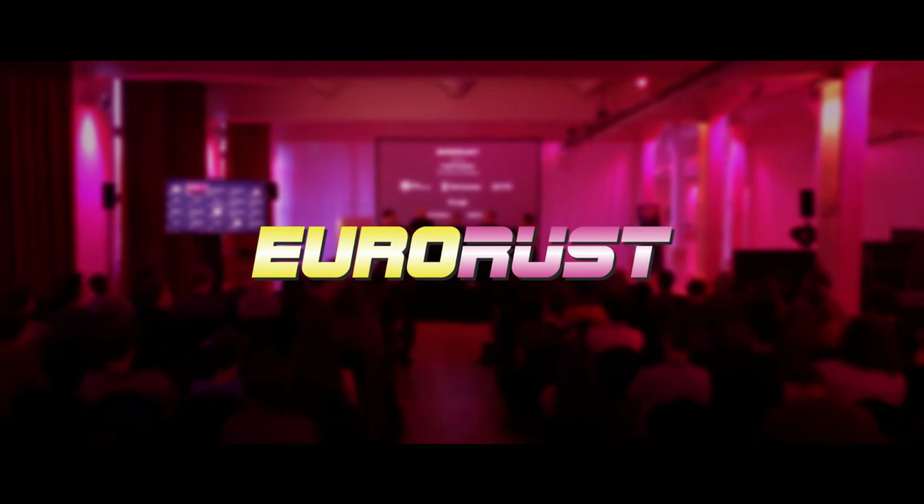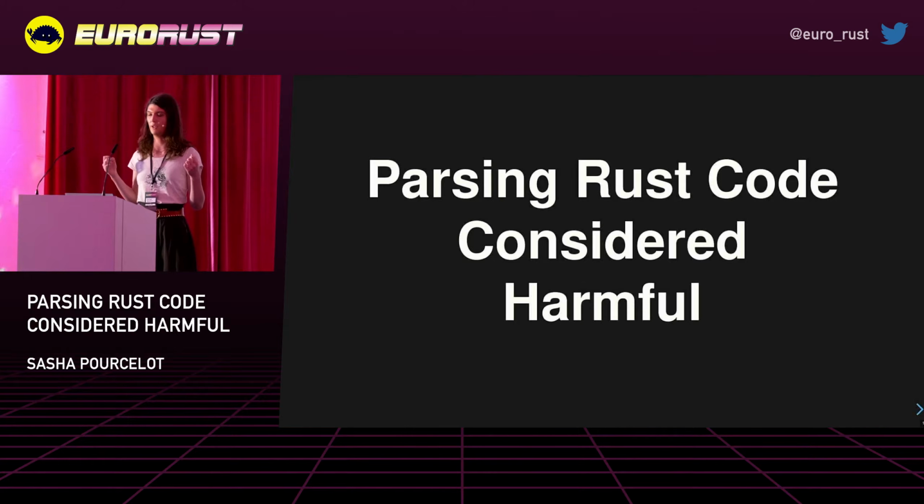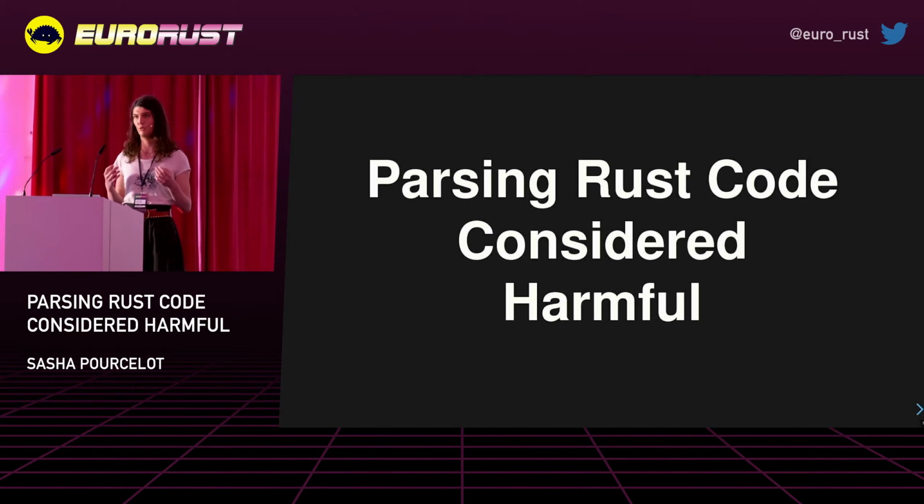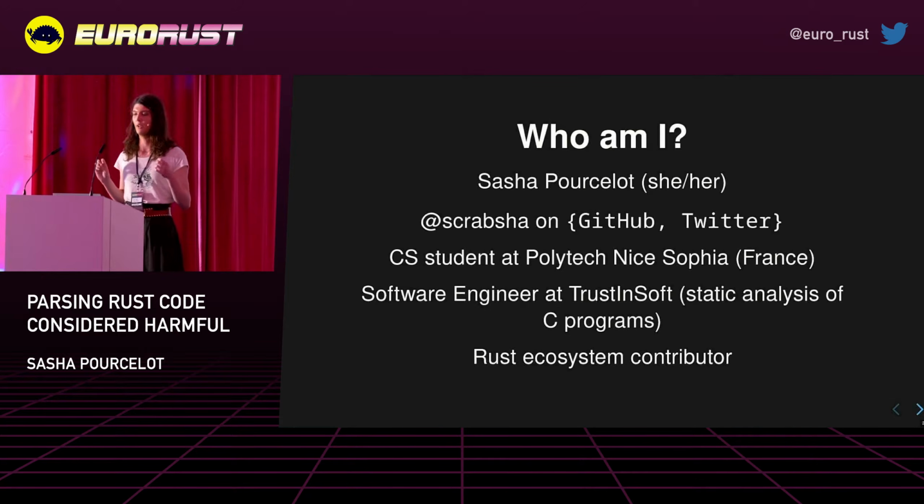Hi, so my talk is named, like you can see, of course, Parsing Rust code considered harmful. My goal is to show the different ways that allow a Rustacean to perform static analysis of Rust code. I won't go into the actual algorithms because I'm bad at algorithms. I will show how the different tools available in the Rust community can be used and leveraged in order to make static analysis easy.